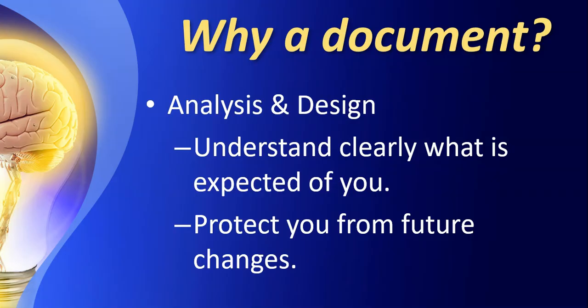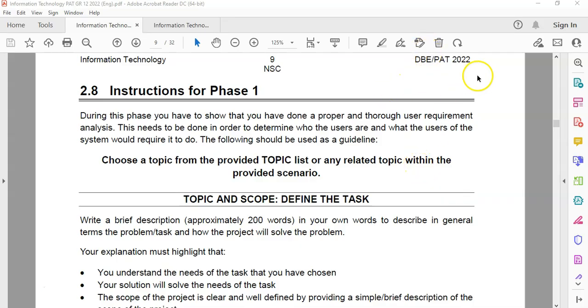And the key thing to the document is to refer to what you are expected to do for your phase 1 document. So let's go look at the details in the document given to us by the department. Now, I am using the 2022 document for today's lesson. Obviously, it's something that's very important. If you get previous or other versions of the PAT, future versions, for example, make sure that you read through all the instructions carefully.